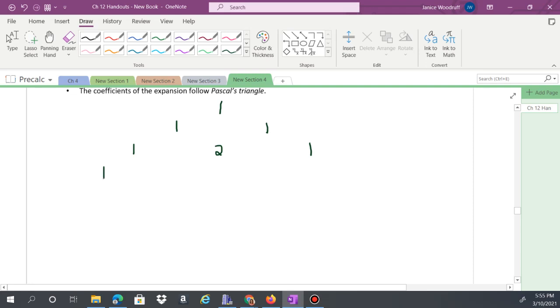Then we're going to expand it again, and I'm going to add the above terms. So I'm going to go 1 plus 2, and we put that here, 3. And 2 plus 1, 3. So the next row is 1, 3, 3, 1.